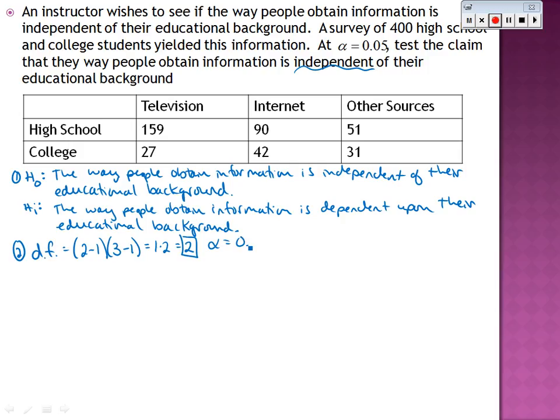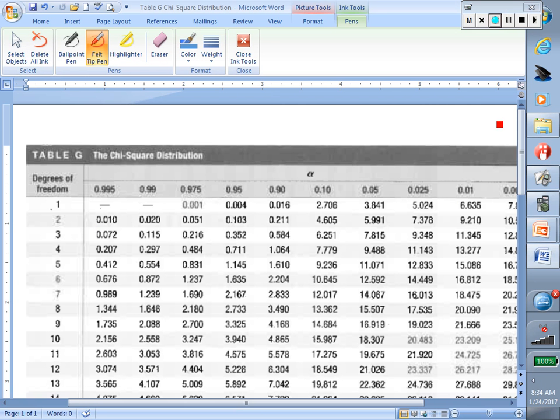I'm just going to jot down again, alpha's at 0.05, and we're right-tailed. I just like jotting that information down. Take it or leave it. I like pulling it out of the question. So critical value, we need to go to table G for that. Degrees of freedom are at 2 again. Alpha's at 0.05. And we do end up with the same critical value as the last example.